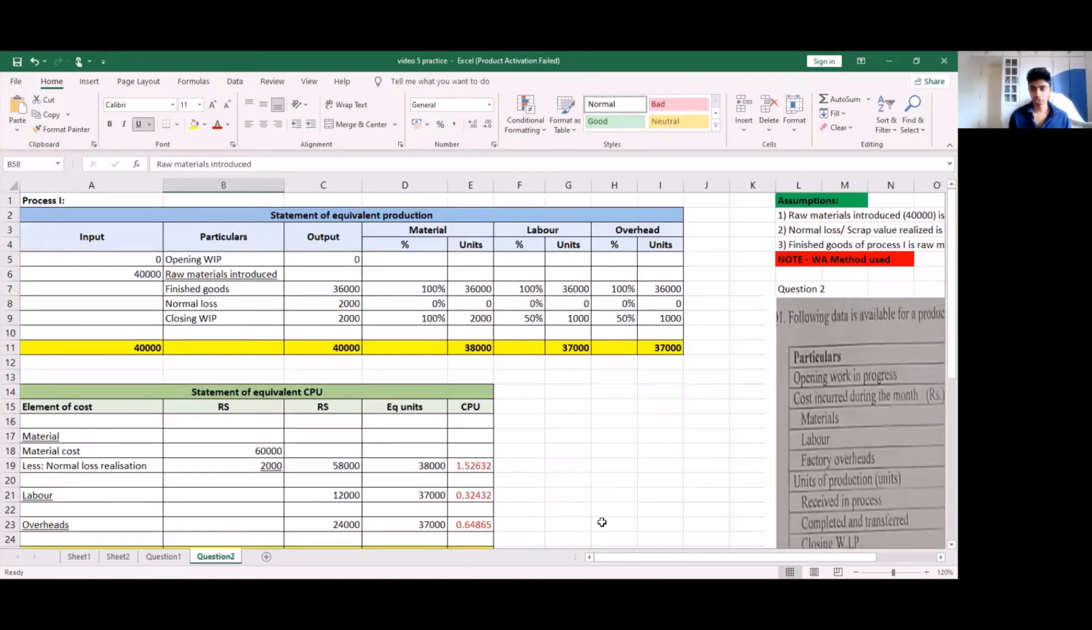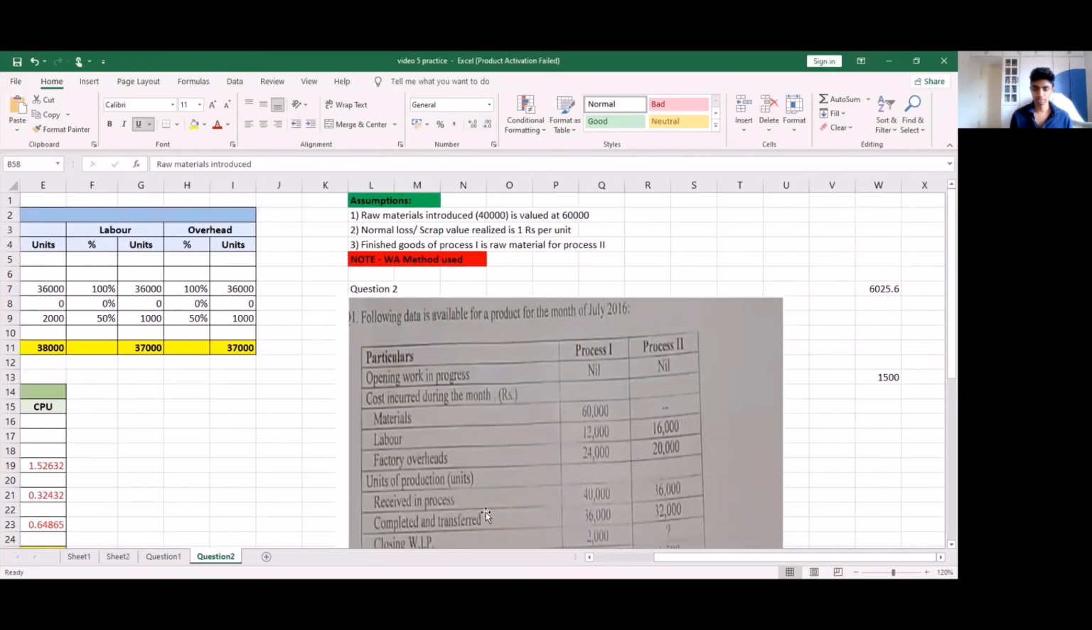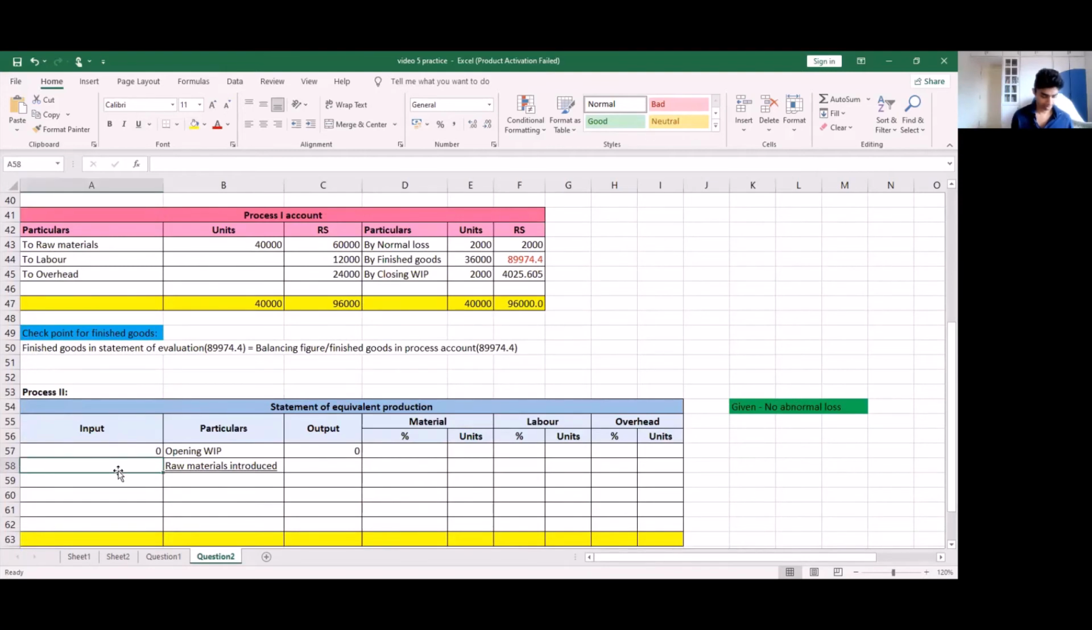Let's go back to our question to see what we have for raw materials introduced. So we have been given received in process is 36,000. If you look closely, our completed and transferred from process 1 is what is being transferred to process 2. So our output or finished goods of process 1 is our input for process 2. So 36,000 units were our output or finished goods from process 1, and 36,000 is the same input into our process 2. So we will write our raw materials introduced input as 36,000.